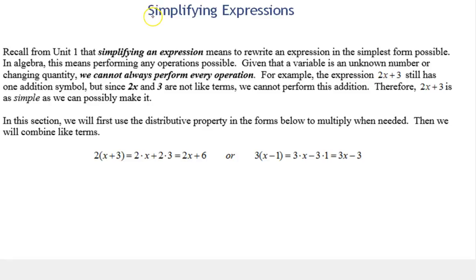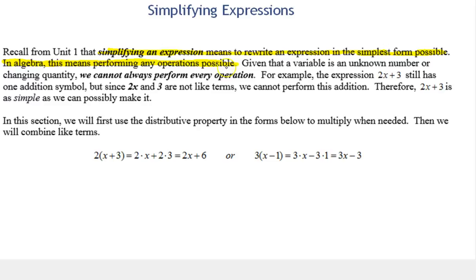In this video, we're going to learn how to simplify expressions. So recall from Unit 1 that simplifying an expression means to rewrite an expression in the simplest form possible. Well, what is the simplest form possible? We said in algebra, this means performing any operations possible. So we saw in arithmetic, simplifying basically means performing the indicated operations. Any operations you have, you perform those operations, and then usually your result is a single number.